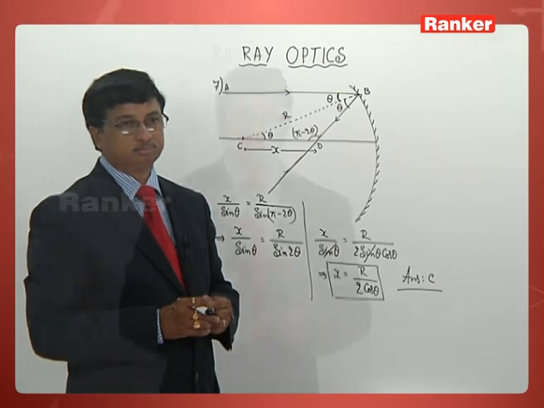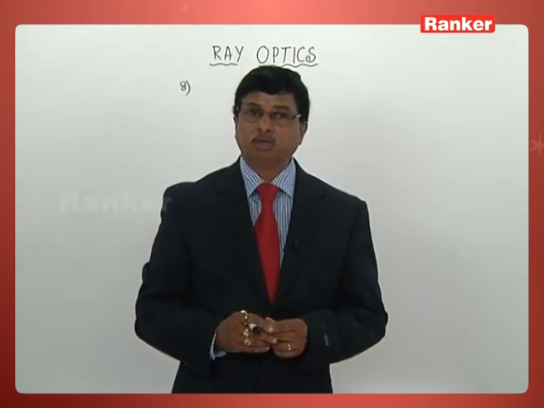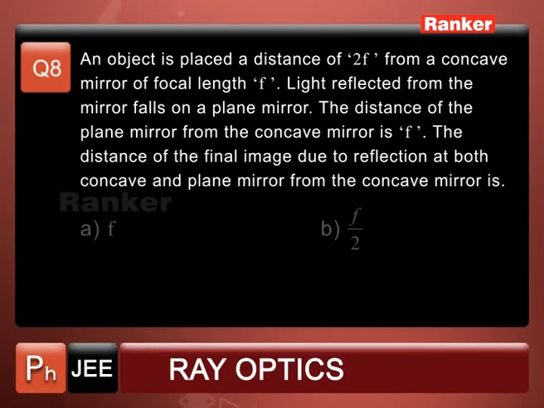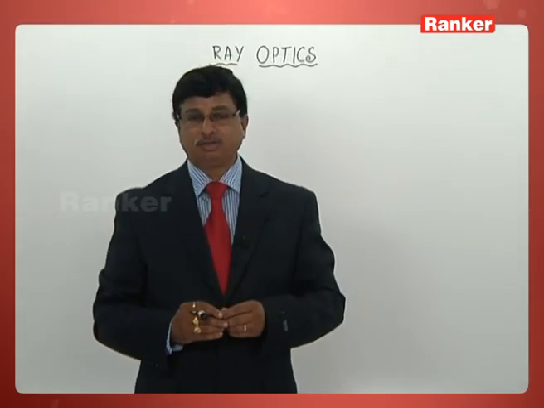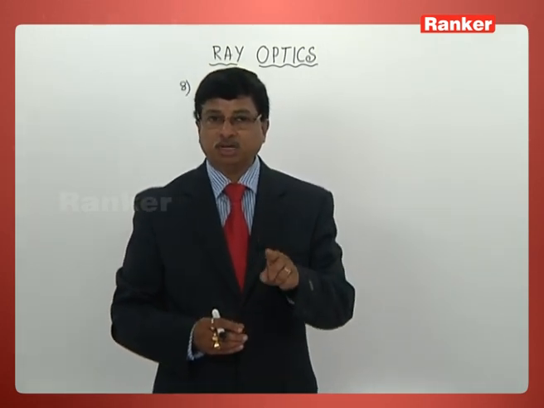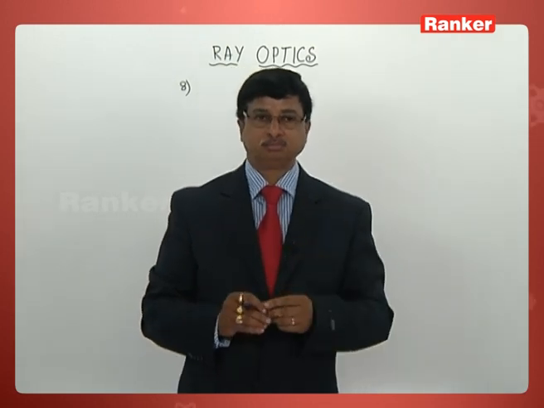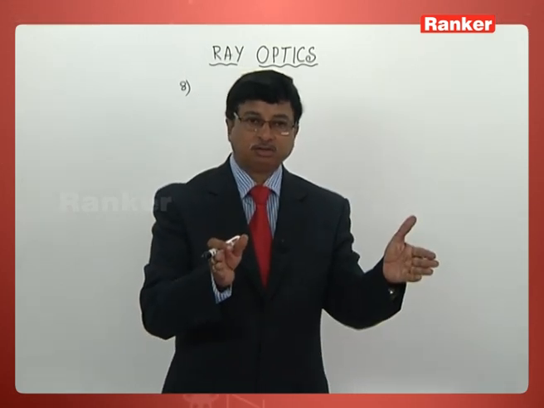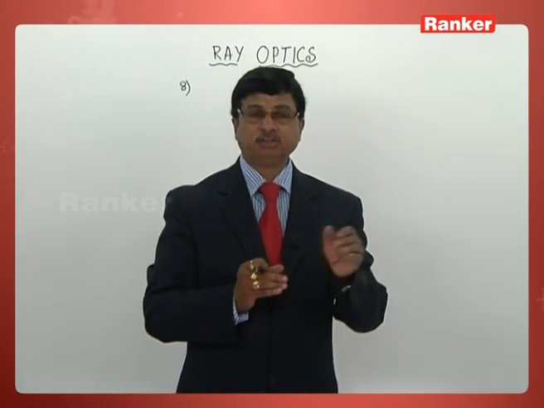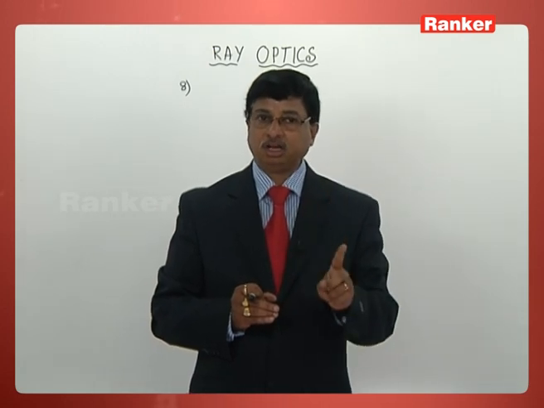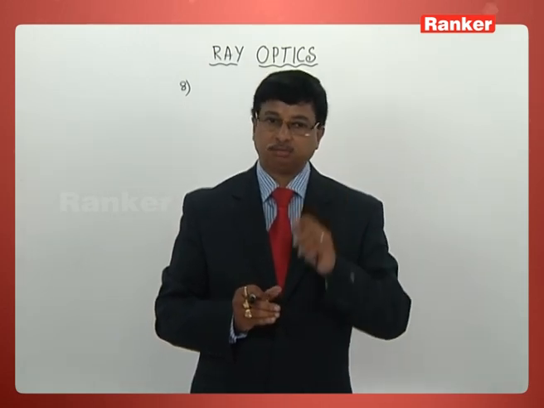Check the next number now, that is problem number 8 for us. An object is placed at a distance of 2f from a concave mirror of focal length f. So, the moment you read this first sentence, you can directly get to your mind, object is now placed at the center of curvature of the mirror. When focal length is f, 2f distance means that is the distance to the center of curvature, which is called radius of curvature. So, you are placing the object at the center of curvature of that concave mirror.